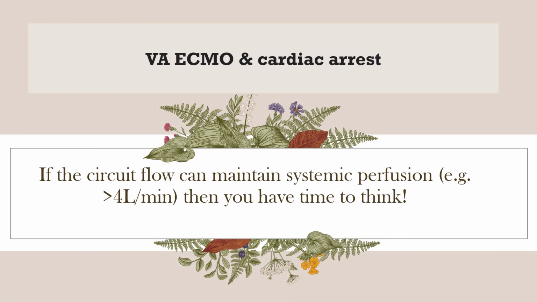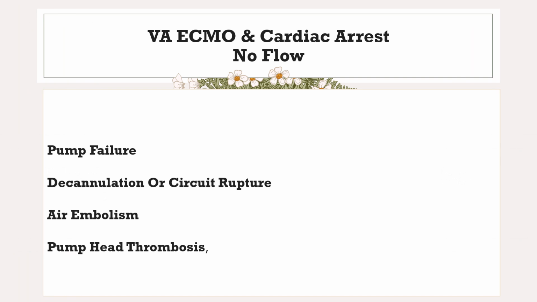If we have a patient on VA ECMO and the patient arrests, what are the steps we are going to do? If the circuit flow can maintain systemic perfusion, for example, a flow of 4 liters per minute, we have time to think about the problem and try to solve it. If the patient is on ECMO and there is cardiac arrest and there is no flow, we should think about pump failure. In case of pump failure, we should clamp the circuit, transfer the pump to hand crank, and start the ACLS protocol.